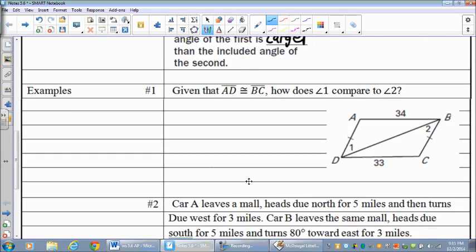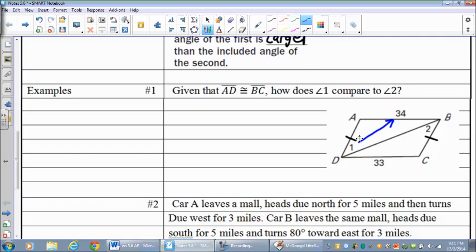All right, on example 1, it says given that AD is congruent to BC, which you can see right here on the picture with the little congruent marks, and over here on this side, so it has two sides that are congruent. It says, how does angle 1 compare to angle 2? Angle 1 is part of D down here, and angle 2 is part of B. So is 1 bigger than 2 or is 2 bigger than 1? The way to know that is looking at the sides that are directly opposite.